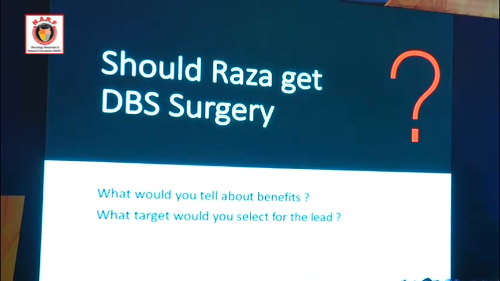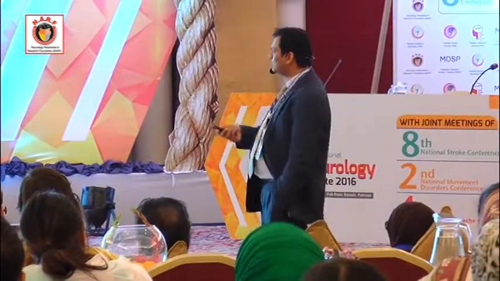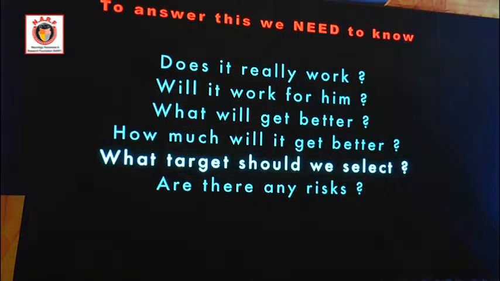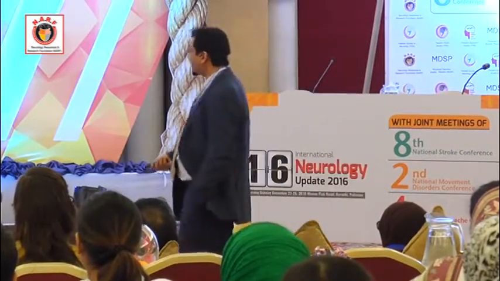What would you tell him about the benefit that he should get from the DBS surgery, and what target would you select for the lead? So that's the question that you ask yourself anytime you see a Parkinson patient, and we'll review some data to see if we can answer these questions. To answer these questions, we need to know, does it really work? Will it work for him? What will get better? How much will it get better? What target should we select? And are there any risks? He's 22. He has his whole life in front of him.